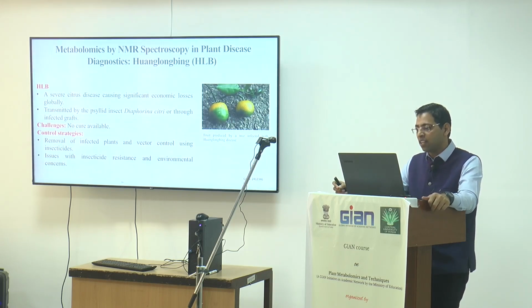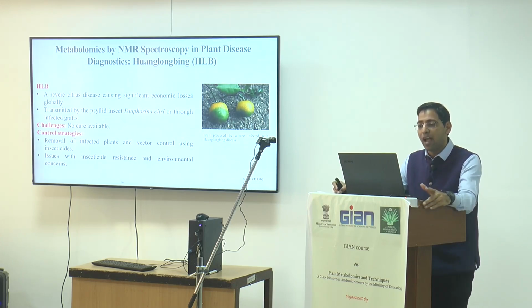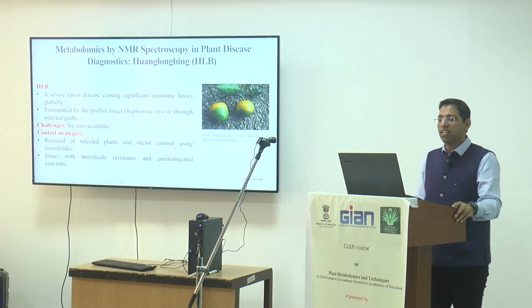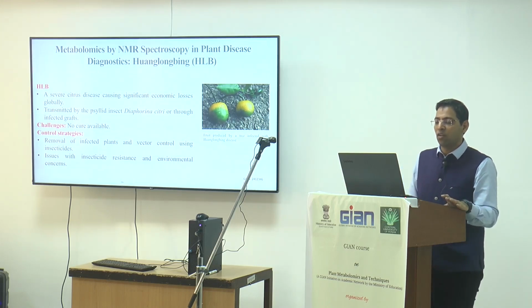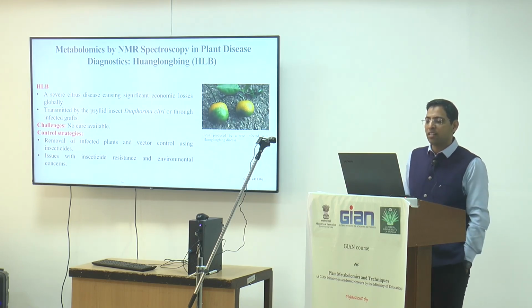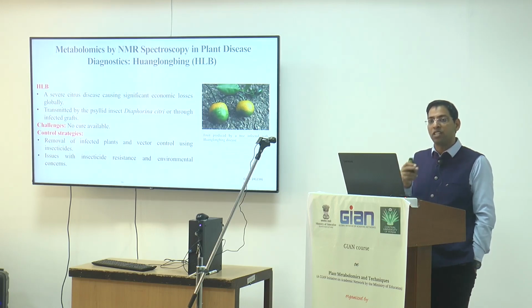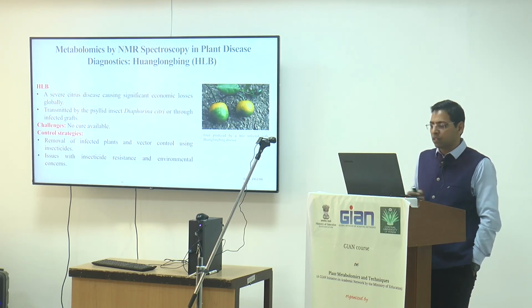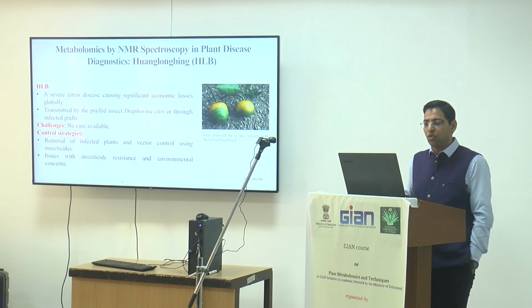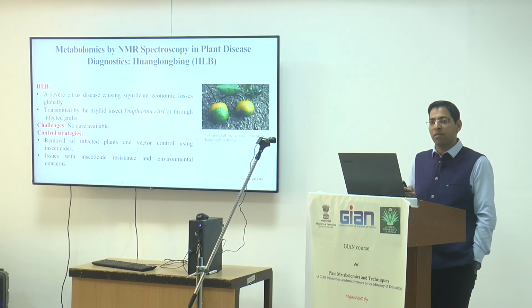So this is an example of this particular citrus plant, and the fruit is infected by Huanglongbing disease. It is a severe citrus disease causing significant economic loss globally and transmitted by the psyllid Diaphorina citri, or through infected grafts. The challenge is there is no cure available till today. The control strategy is the removal of the infected plants and vector control using insecticides. So these are the two parts of the control strategy. Also there is the issue of insecticide resistance and environmental concern.